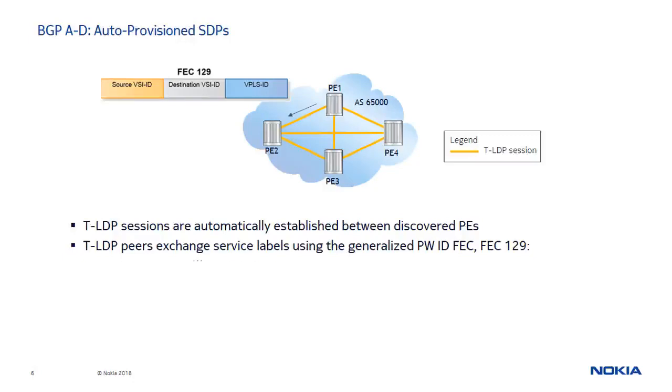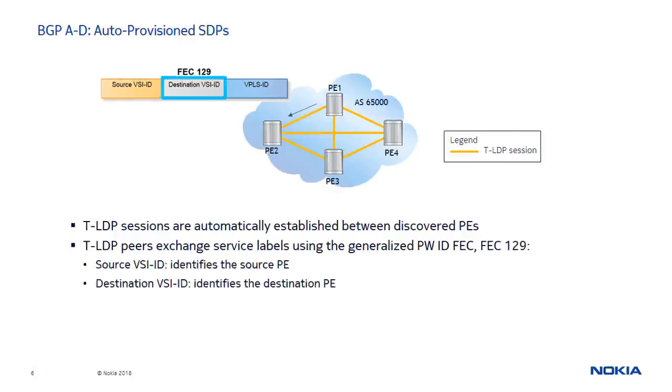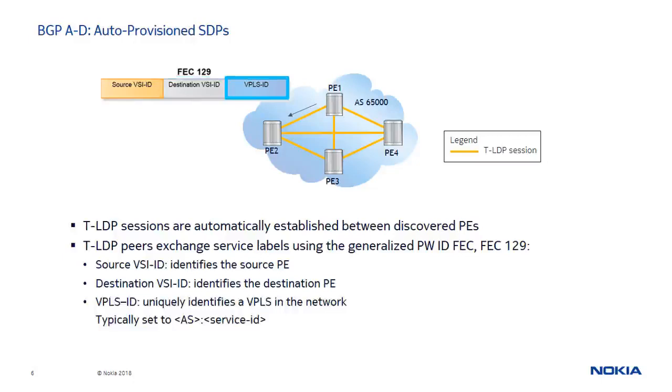FEC 129 carries the provisioned source VSI ID and the discovered destination VSI ID to identify the two PE routers being connected. In addition, FEC 129 carries the VPLS ID to uniquely identify the VPLS service to which the service label belongs. Note that all routers participating in the service must use the same VPLS ID, and it is recommended to configure the VPLS ID using the autonomous system and service ID.